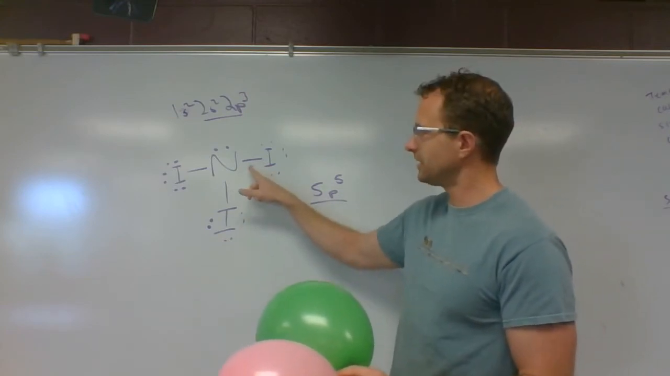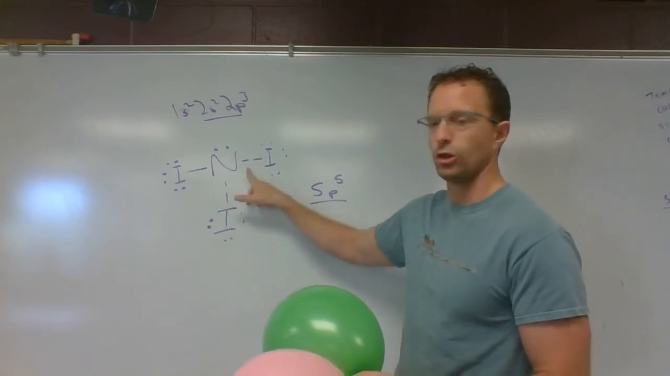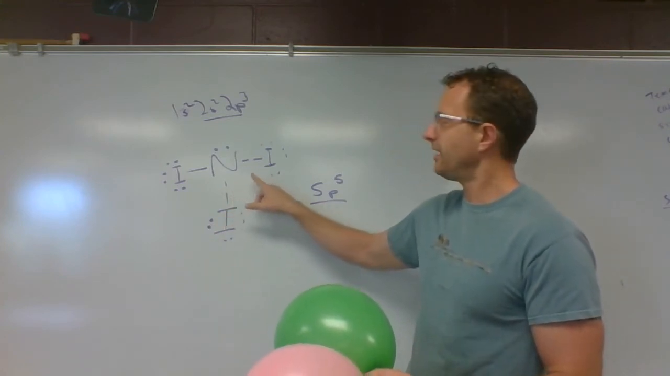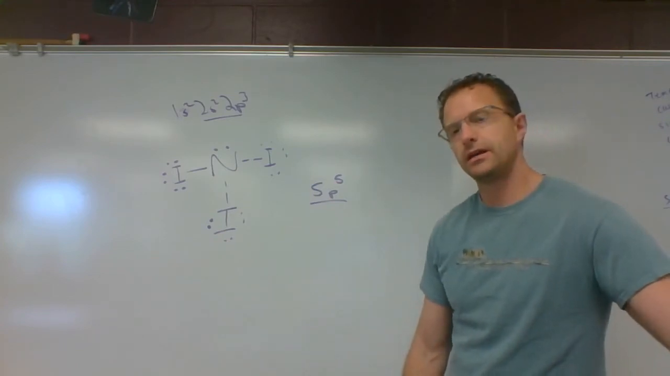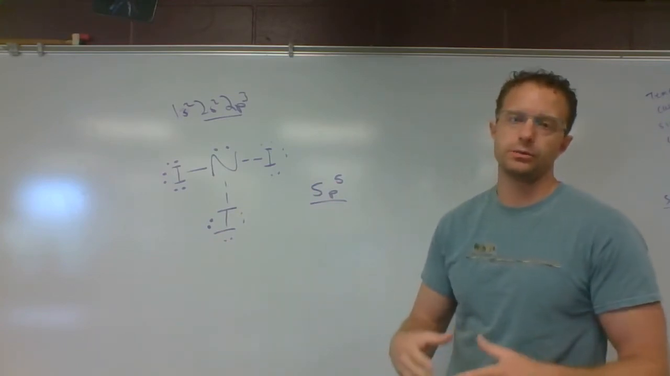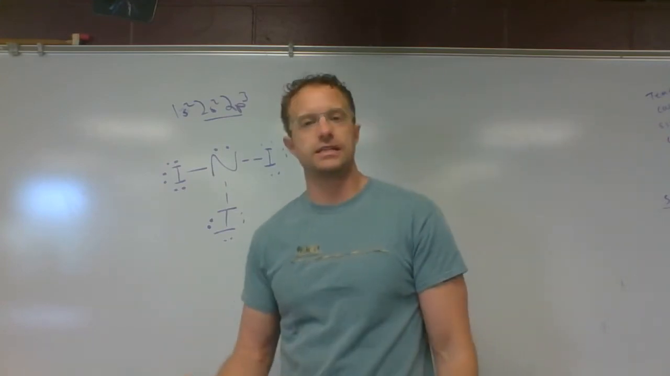So with just a little bit of help, we can break these bonds. These are long, weak bonds, and form new bonds that are much stronger, right? So when we break weak bonds and form strong bonds, we release a lot of energy. So that is our nitrogen triiodide, our contact explosive.